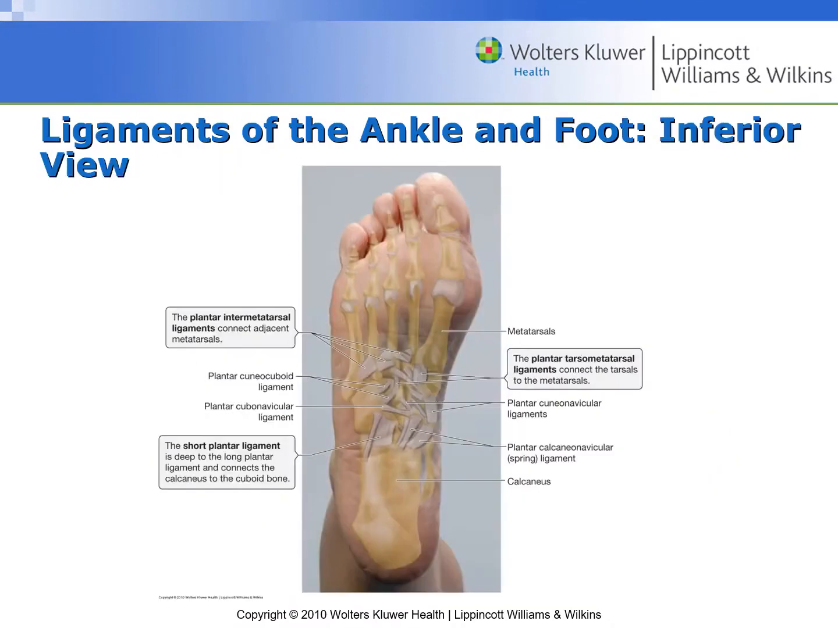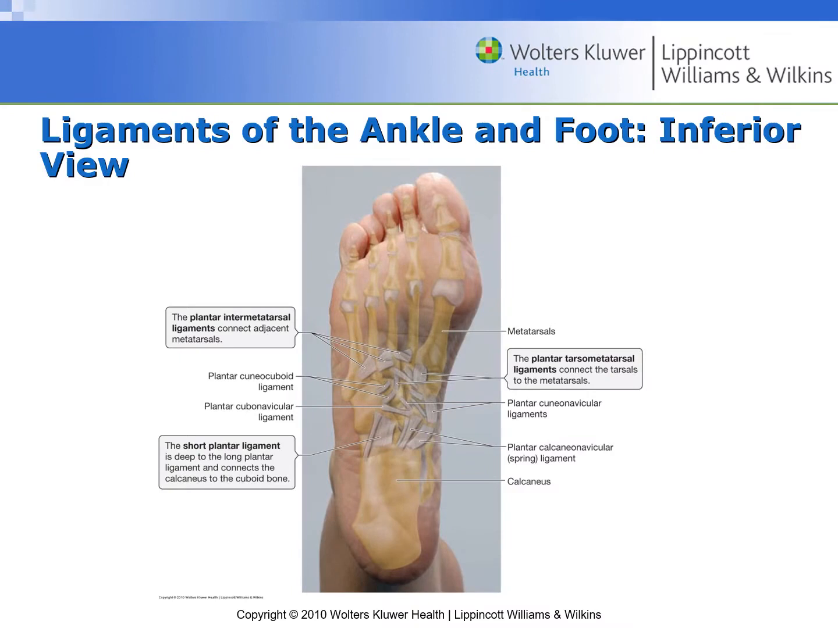Now let's take a look at the ligaments of the ankle and foot from an inferior view. Beginning from the left most superiorly, we see the plantar intermetatarsal ligaments, which connect the adjacent metatarsals. We also see the plantar cuneocuboid ligament. We see the plantar cubonavicular ligament.